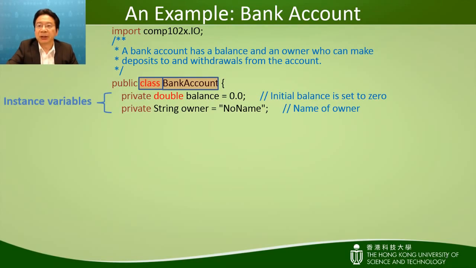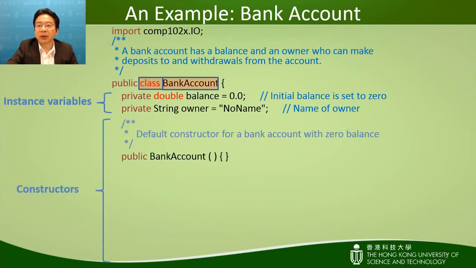Instance variables are usually declared as private unless there's a good reason for making them public. It is easy to see that in the case of a bank account, its balance and ownership information shouldn't be made publicly accessible to everyone.